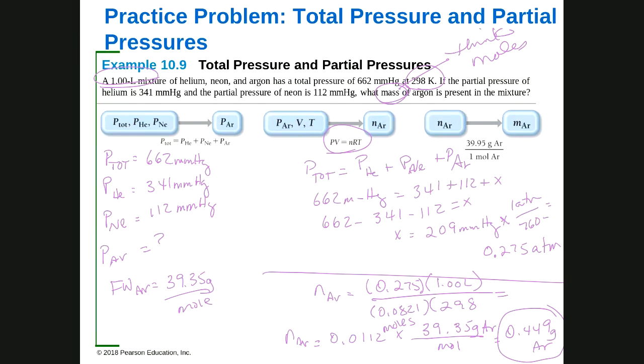So I used Dalton's law to figure out what the partial pressure of the argon was, converted that to atmospheres because I'm going to be using R, which is 0.0821 liter atmosphere over mole K, right? And I have to have it all in those same units, so that's what I did. And then I plugged that into PV equals nRT, that gas formula, found moles, and then used the formula weight to find grams.